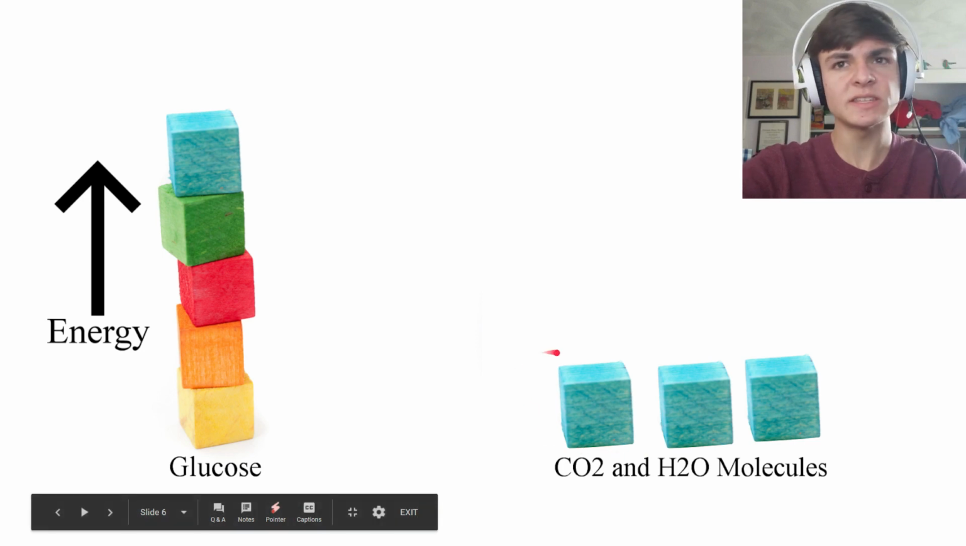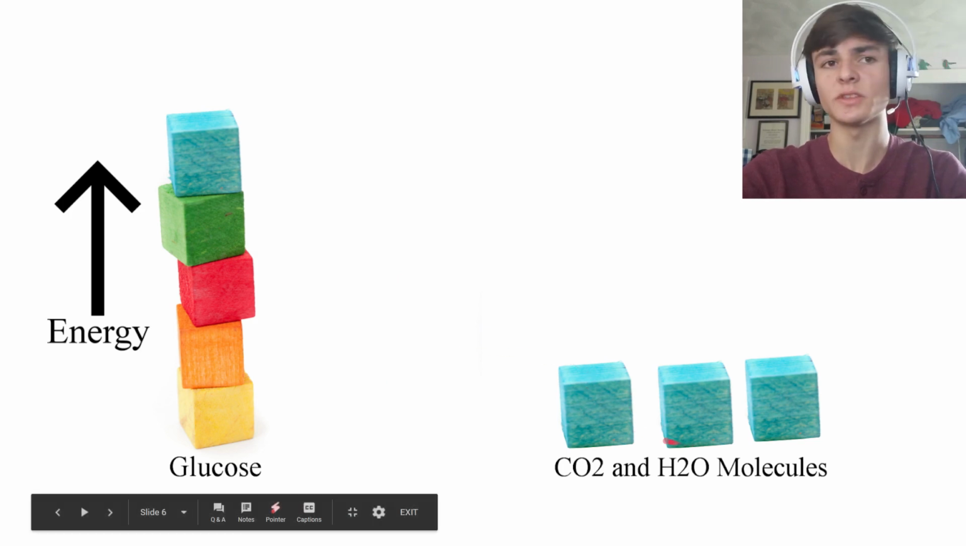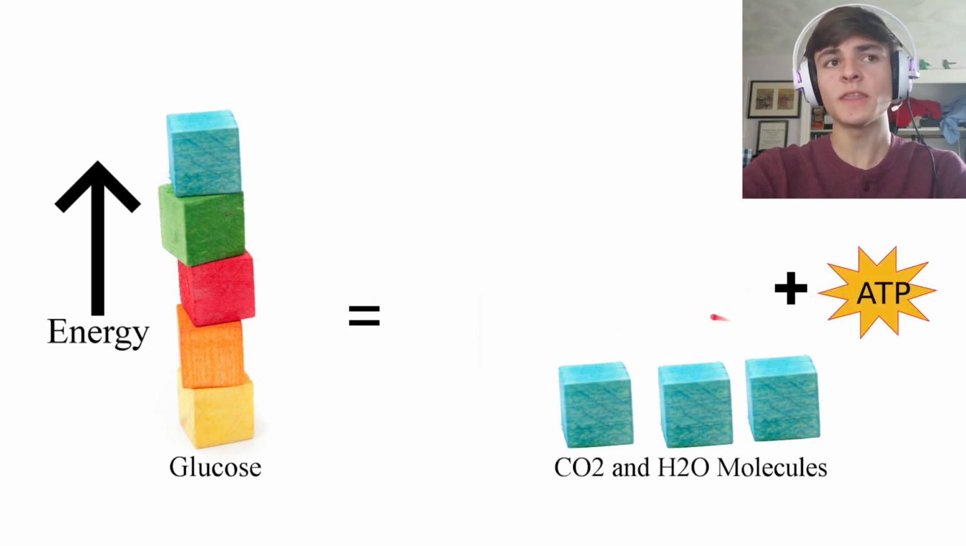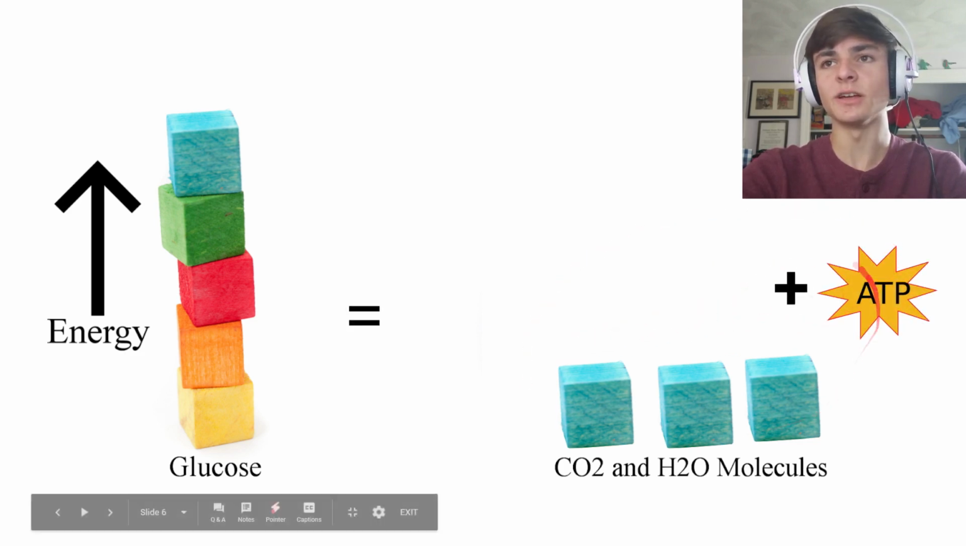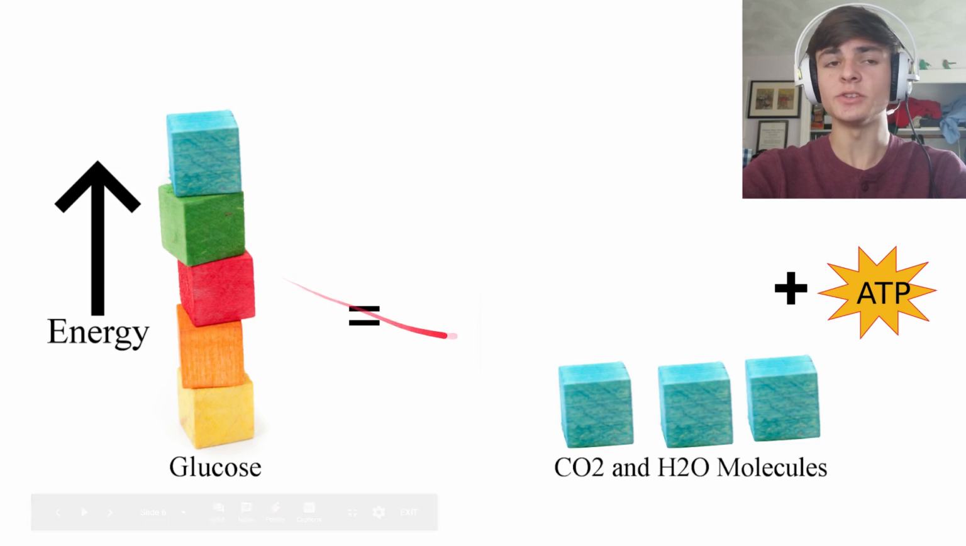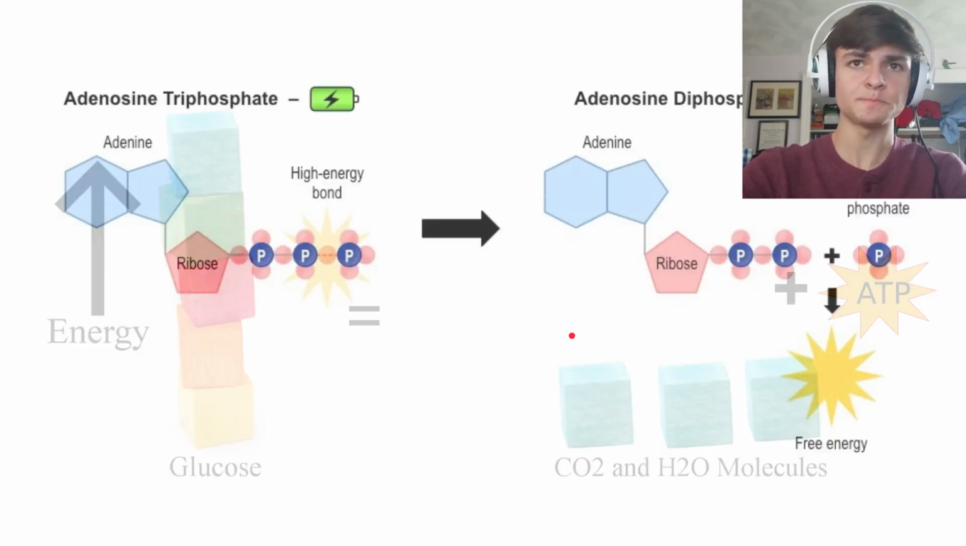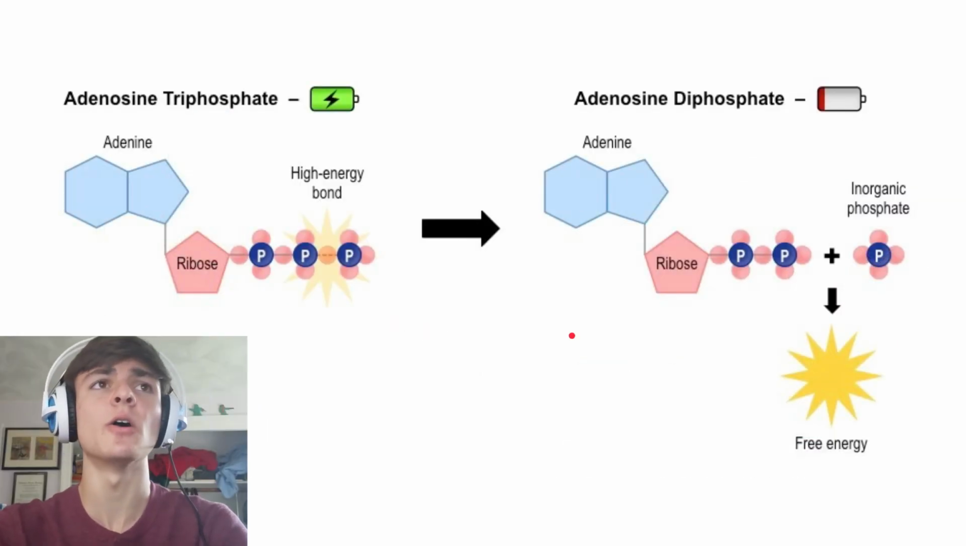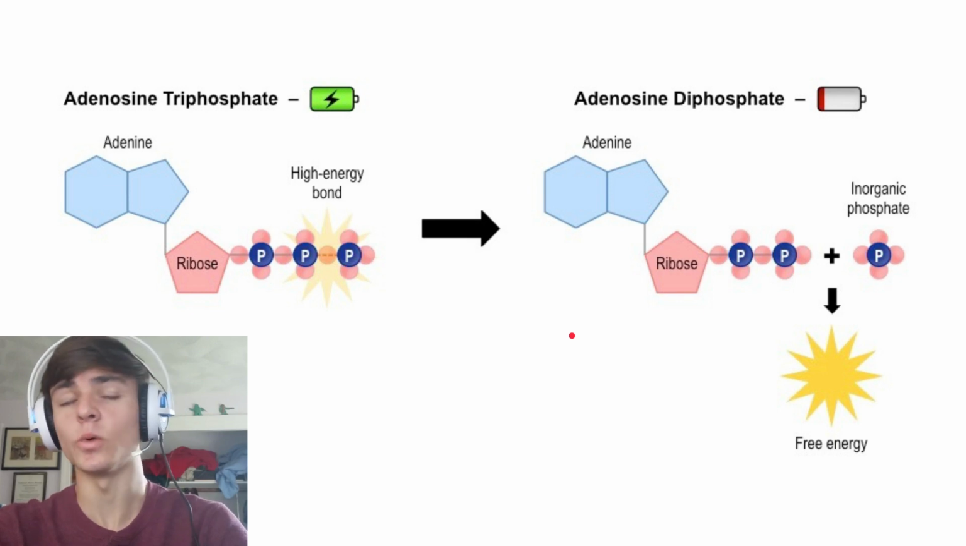But you also might notice that these aren't equivalent. These two energy levels, the CO2 and the H2O, are not equivalent to the glucose molecule. But with the addition of ATP, that makes the product's energy level equal to the energy found in the glucose. So let's talk about how ATP actually works.